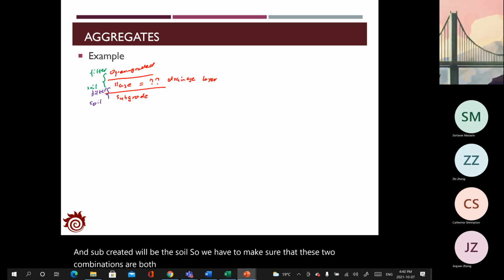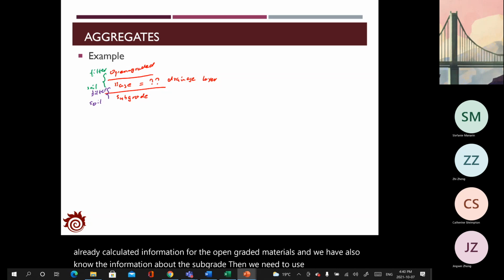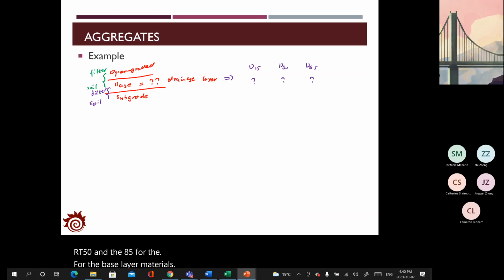We have already calculated the information for the open graded material, and we also know the information about the subgrade. Then we need to use both to do the calculation. We want to find out the possible range of D15, D50, and D85 for the base layer material. And then let's see what we can do.